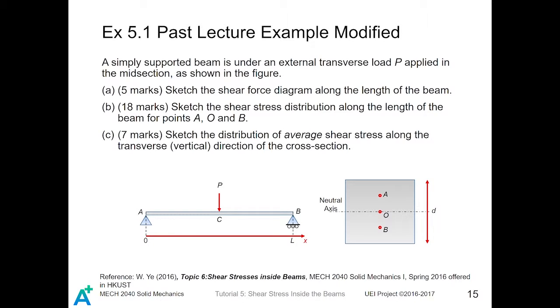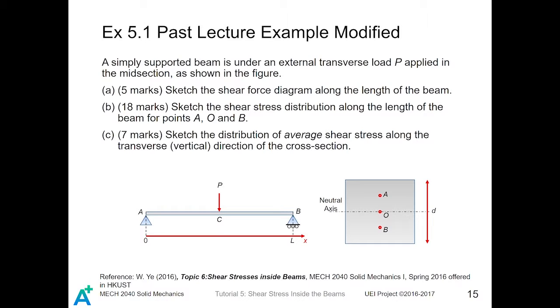Now let's do some examples. It is a past lecture example, and I modified it a little bit such that you need to sketch the distribution of average shear stress. A simply supported beam is under an external transverse load P applied in the midsection.